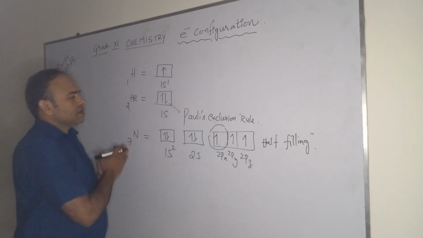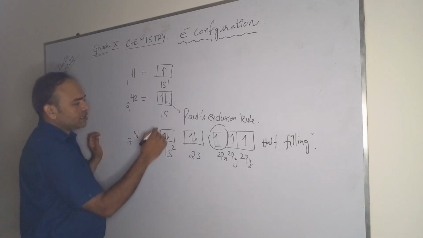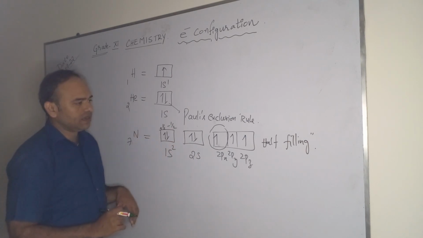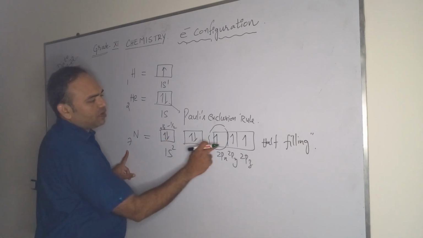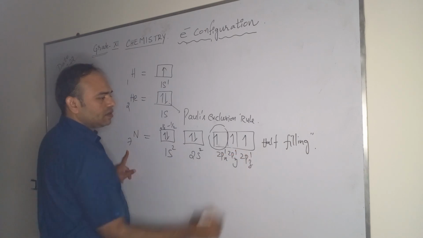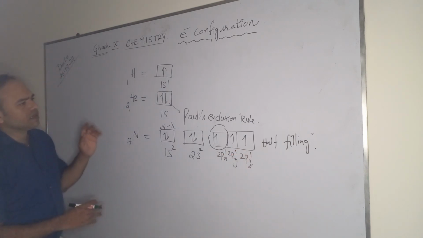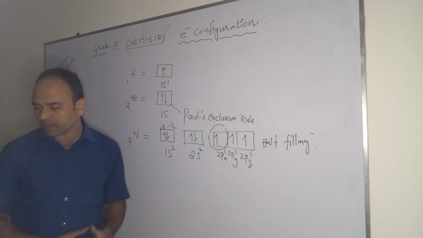Next step. Pauli's rule already we followed. 1 in the upward direction, 1 in the downward direction. This is clockwise plus half. This is anti-clockwise minus half. So 7 electrons we have done like this: 1, 2, 3, 4, 5, 6, 7. 2px1, 2py1 and 2pz1. So this is the general information about the electronic configuration.